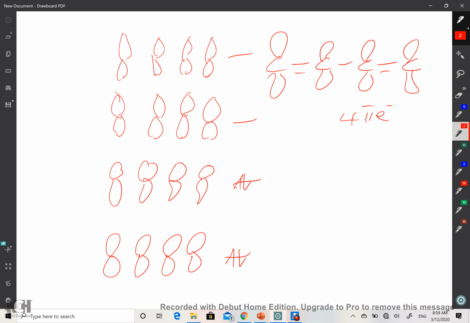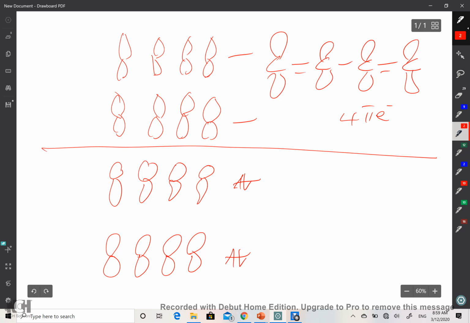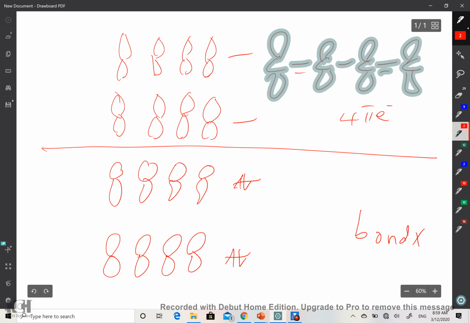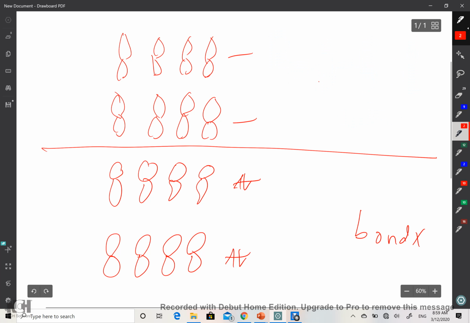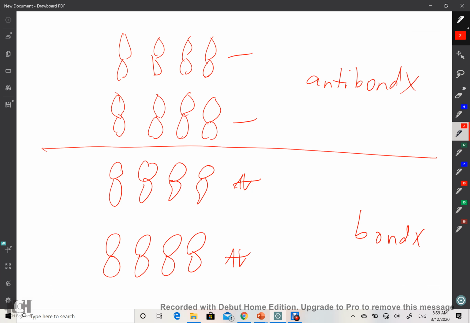Does that make sense? Because I've used all the pi electrons, I can now have my boundary that will separate orbitals with electrons from orbitals without electrons. The orbitals with electrons, we'll call them bonding, and the orbitals without electrons, we'll call them anti-bonding. Are we good up to this point?